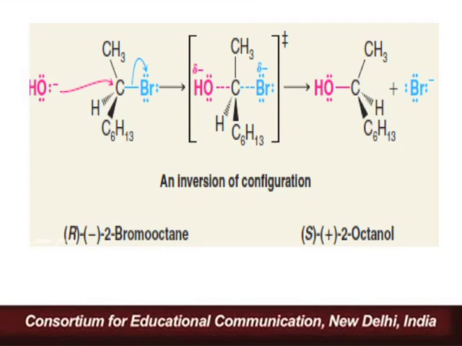Now if we compare the stereochemistry of the two compounds, that is 2-bromooctane and 2-octanol, what we find is that the configuration at the chiral carbons is different. That is, in the substrate, the molecule has R configuration, whereas in the product, the molecule has S configuration.